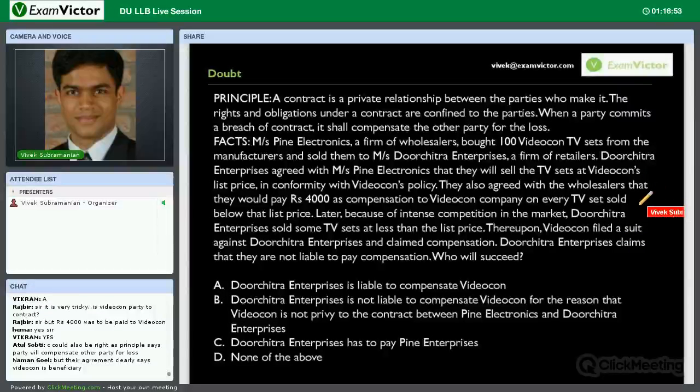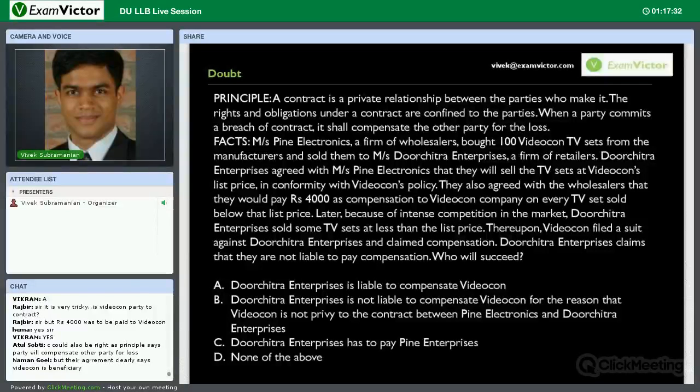So apparently, as per the contract itself, Videocon becomes entitled to this compensation. Well, we can resolve this dichotomy in this way. We can say that Videocon company by itself does not have a locus standi or a right to go to the court. It should have been the wholesaler, Pine Electronics, which should have gone to the court, and if they had gone to the court and claimed the compensation on behalf of Videocon company, then yes, we could have said that the court will award a compensation, because only the parties to the contract can approach the court for its enforcement.